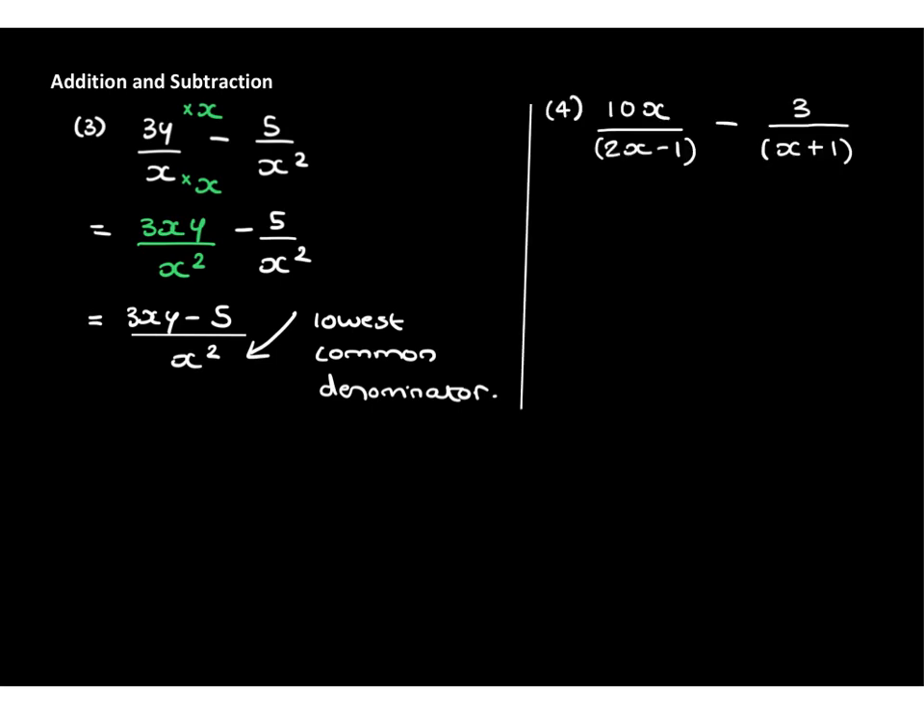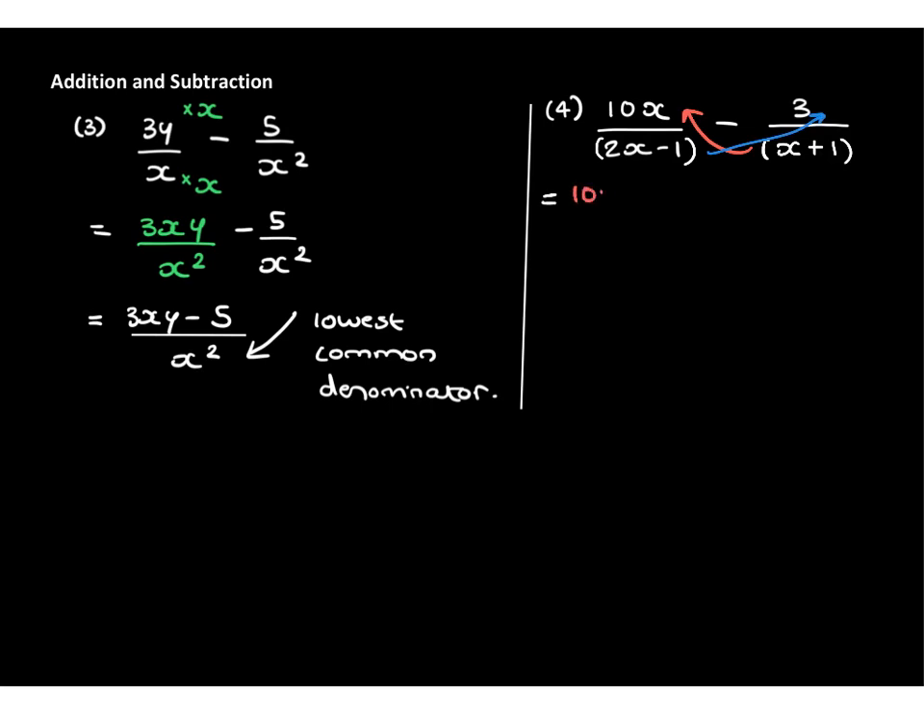So let's have a look at a fourth example. You may wish to have a go at this yourself, so pause the video and try it and then check your answer, or work it through along with me. So again, I'm going to use the shortcut, thinking of this as cross multiplication.